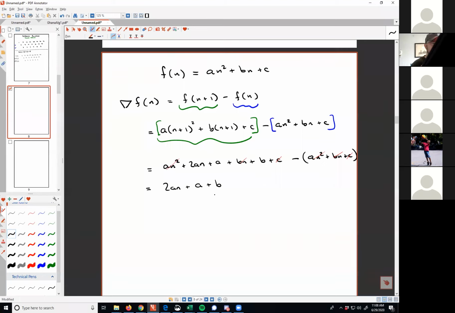So this is our first difference. And now we're going to define our second difference, as such. Same definition. It's kind of like a composite function. We're just applying the same definition again, a second time.